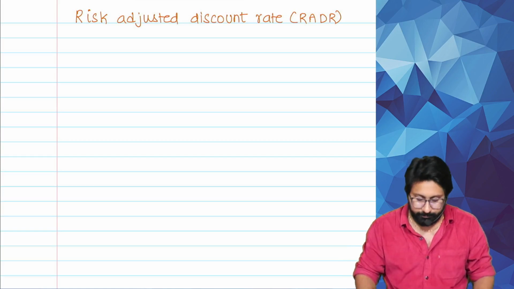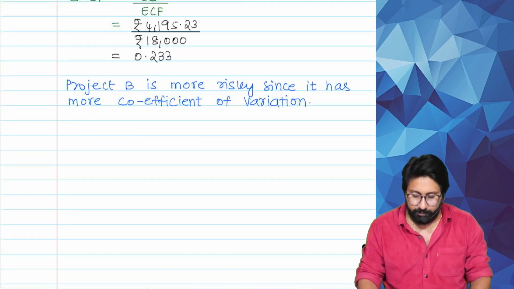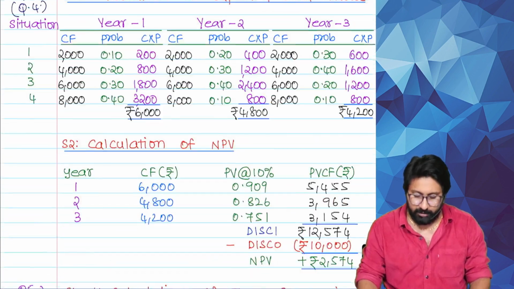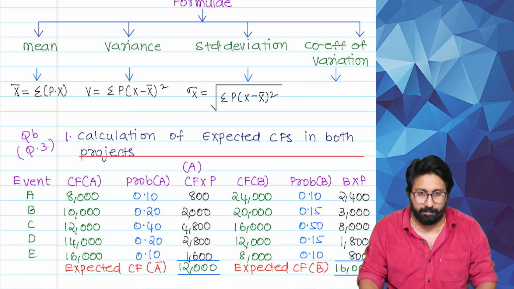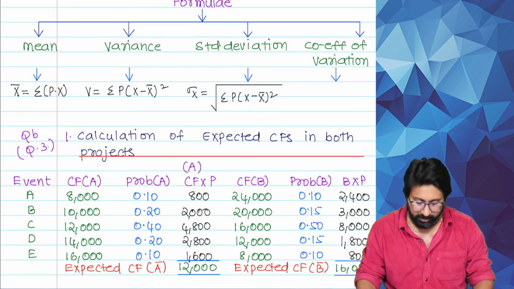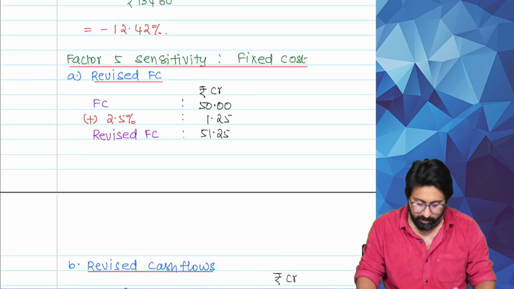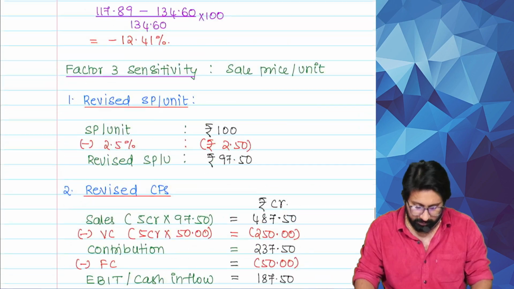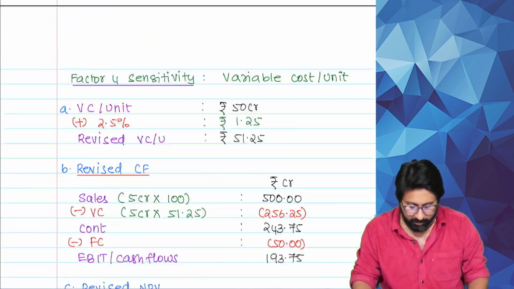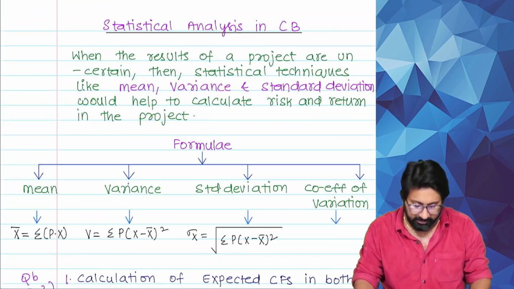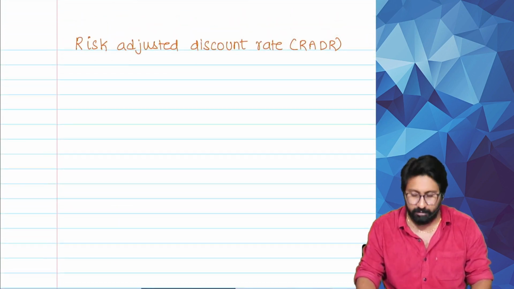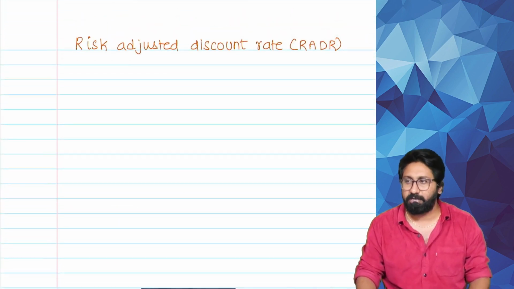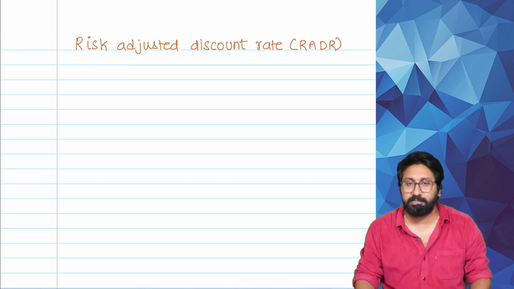See here. Before the break, we completed probability distribution and probability analysis in capital budgeting. Those were completed in the last class. We also completed sensitivity analysis and the concept of statistical analysis in capital budgeting. The next area we are going to start is the risk adjusted discount rate.